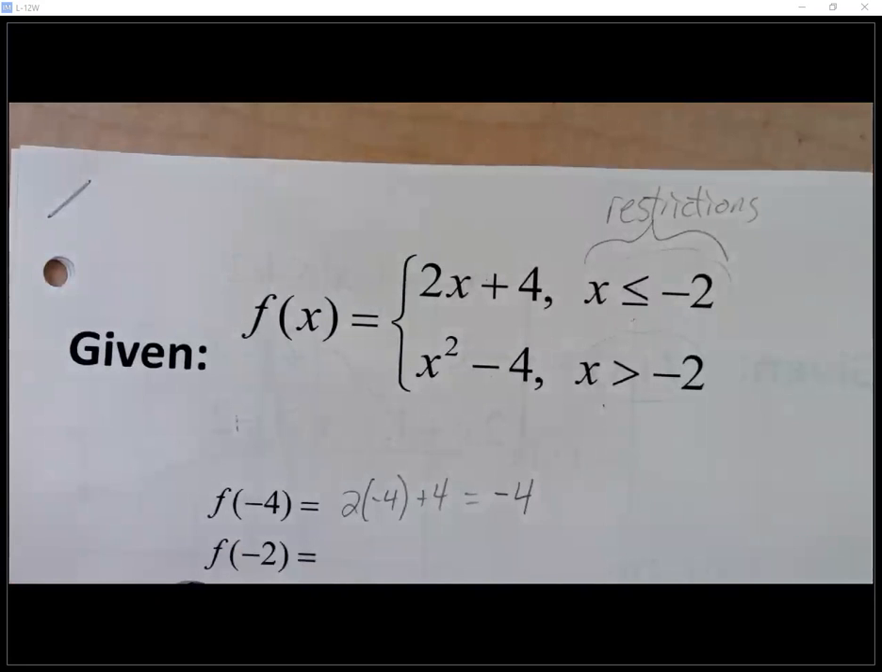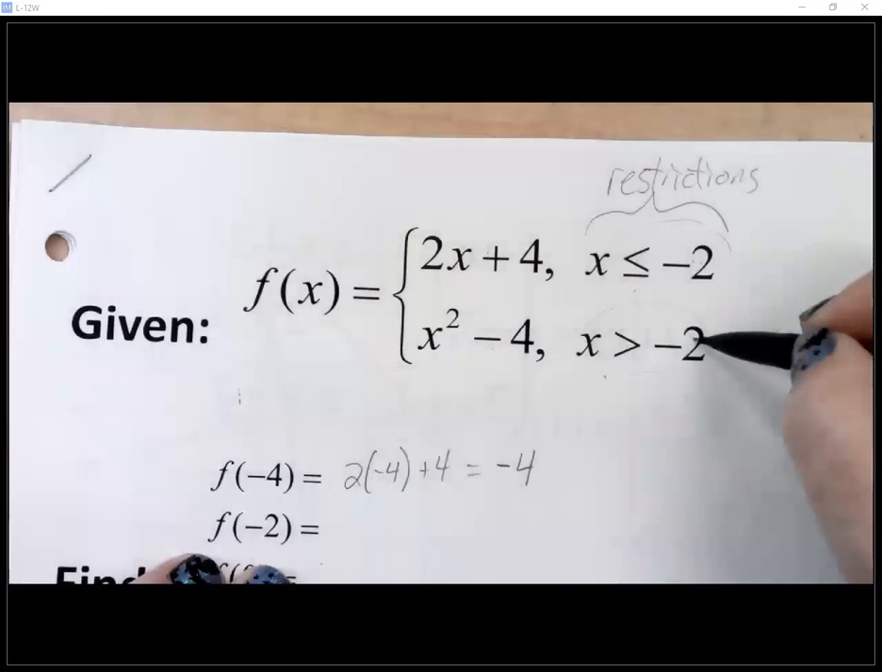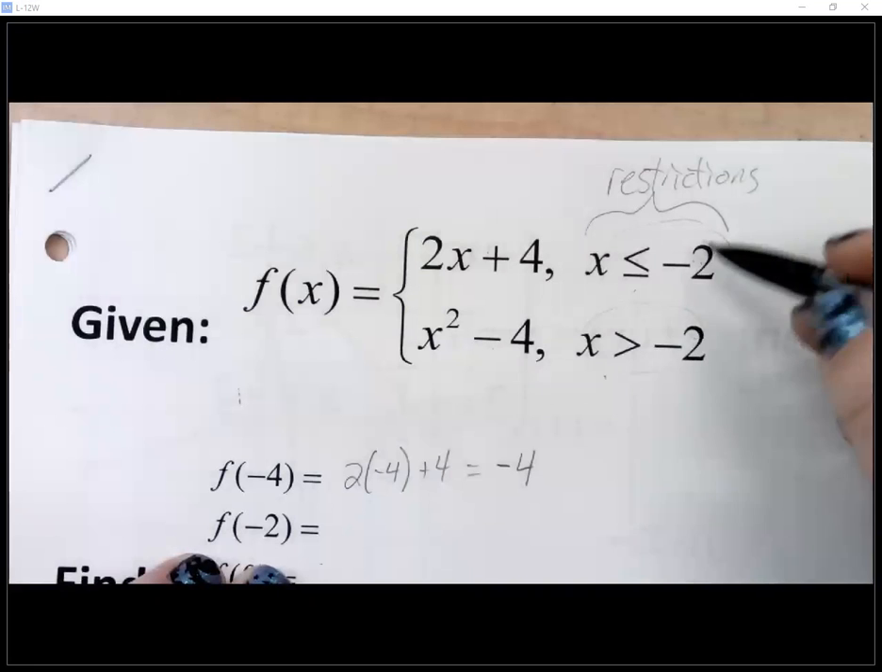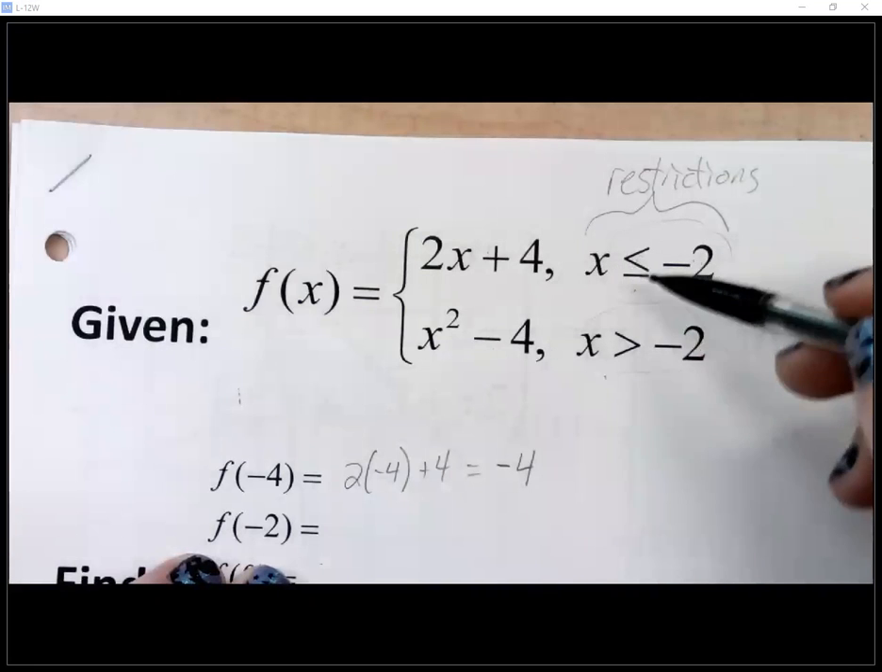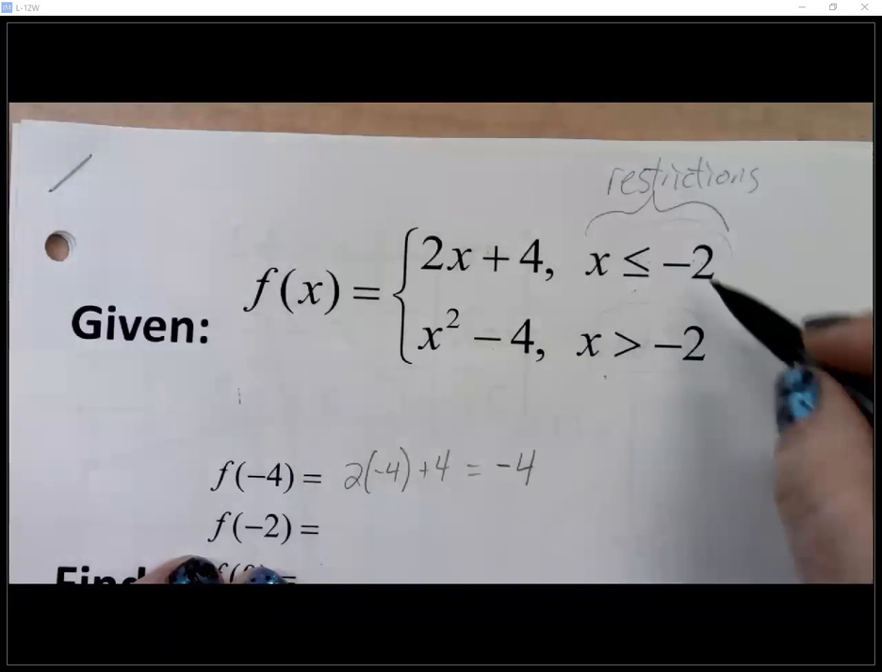Now I move on to -2. Again, it's only going to work in one of these. By the way, sometimes you have a piecewise function that's broken up into more than two pieces. You could have as many pieces as you want, but each x value will only work in one of the pieces. It should never work in more than one. If it does, it's not a function. Someone messed up, either I did or it's a typo.